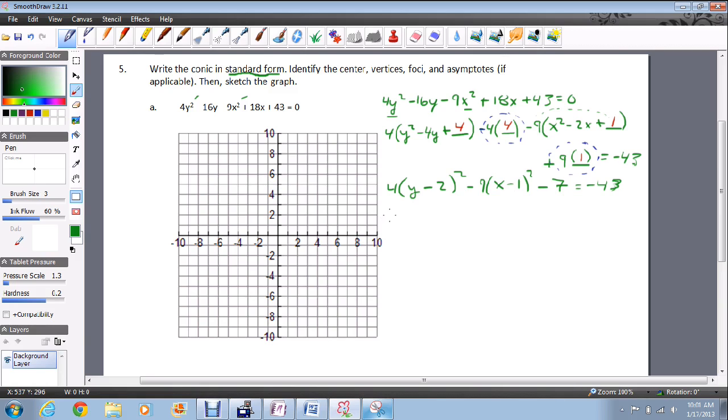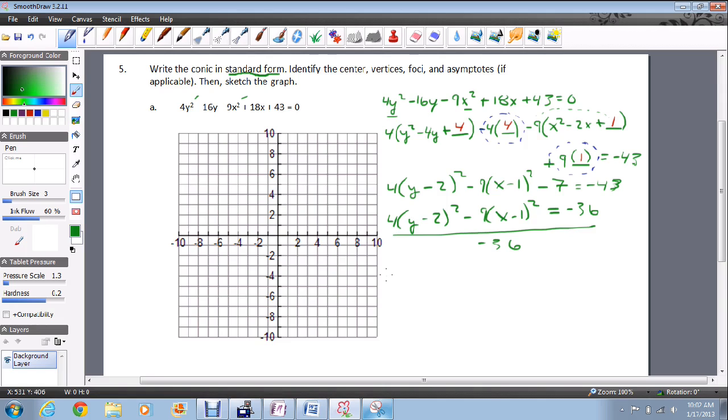So I'm going to write 4y minus 2 squared minus 9 x minus 1 squared. I'm going to put the 7 on the other side here, so in order to get rid of this negative 7 I have to add 7 on the other side. If I add 7 to negative 43, I get negative 36. I'm going to go ahead now and divide everything by negative 36. And remember, when we divide by a negative, all the signs will change.